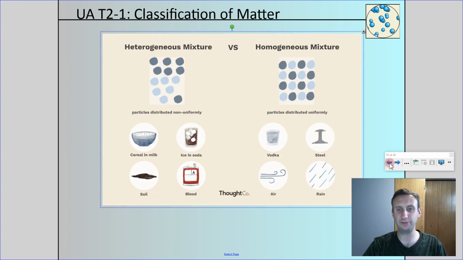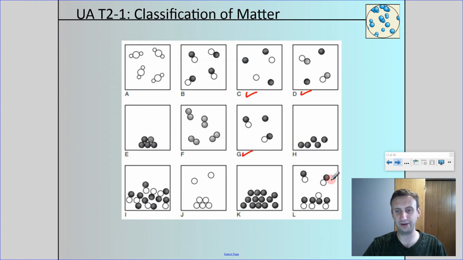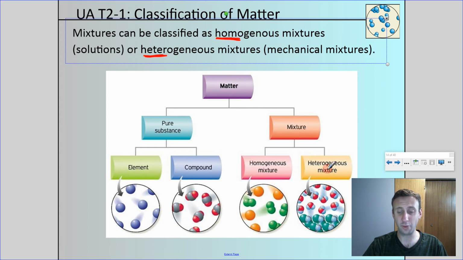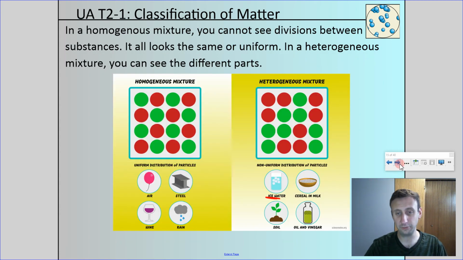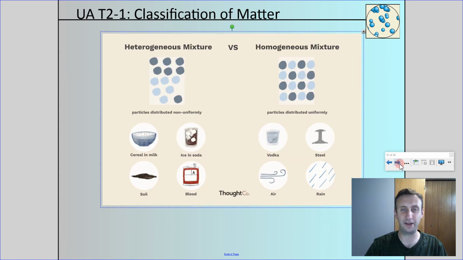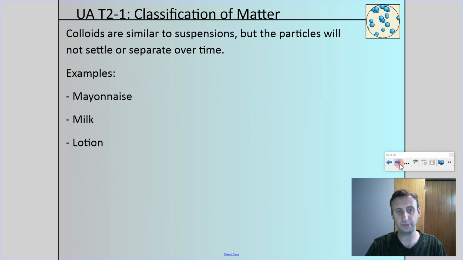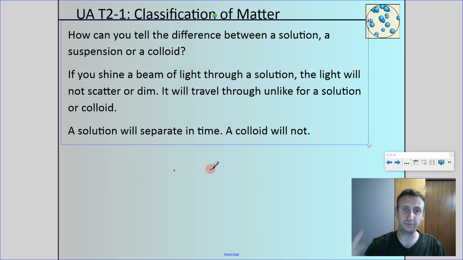So under heterogeneous mixture, just kind of going back to this diagram, we also have these little subcategories of suspension, which means that it looks somewhat uniform unless you get really close. But as time goes on, it separates. You'll have some on the bottom of that mixture and other stuff on the top. And then colloids, where still you can see little bits if you look close, little divisions, but it stays together unlike a suspension. Okay, so how can you tell the difference between a solution, a suspension, or a colloid?